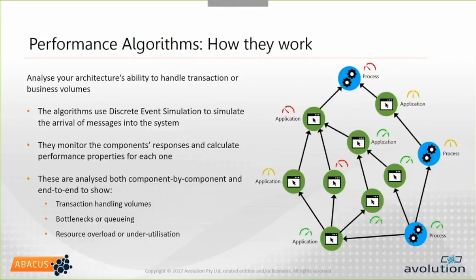And a bit like the availability simulation, we use a technique here called discrete event simulation. What this does is basically bombards your architecture with incoming messages, and then the algorithms monitor the response of those components to those incoming messages. And again, the analysis is both component by component and end to end. It will show, for each element in the architecture, what its transaction handling volumes are, if there are any bottlenecks or any queuing, and to what extent resources are either overloaded, overwhelmed by the volume of incoming messages, or underutilized. So your guys in the call center might be sitting there twiddling their thumbs with not much to do.